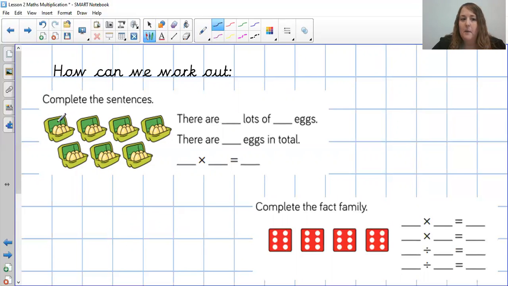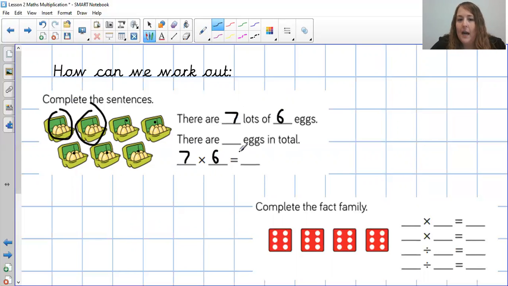So this question up here, there are how many eggs in each box? Yep, there are 6 lots of eggs. So how many lots of eggs are there? One group here, 2, 3, 4, 5, 6, 7. There are 7 lots of 6 eggs. So the question it's asking is 7 times 6.